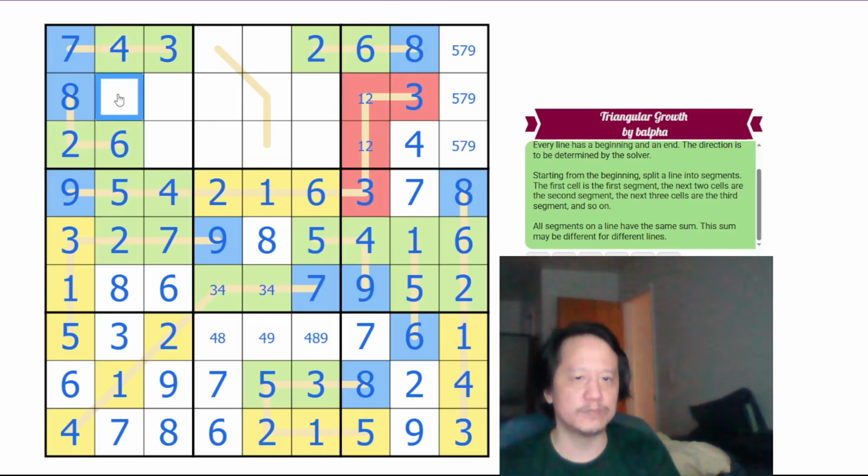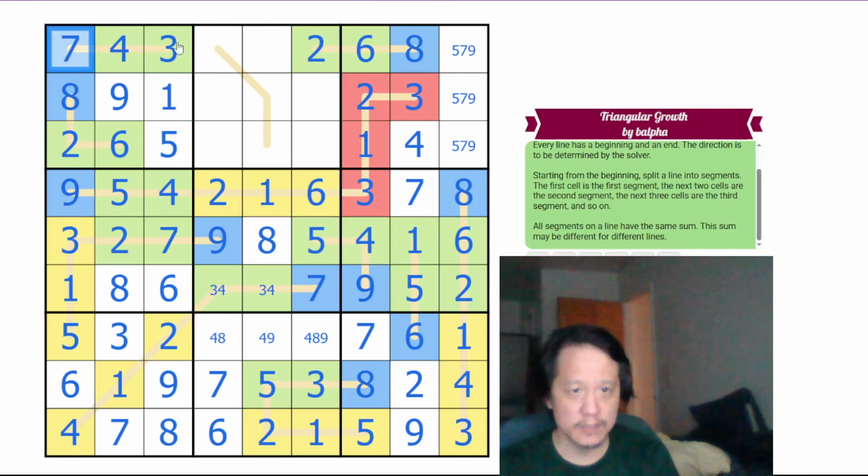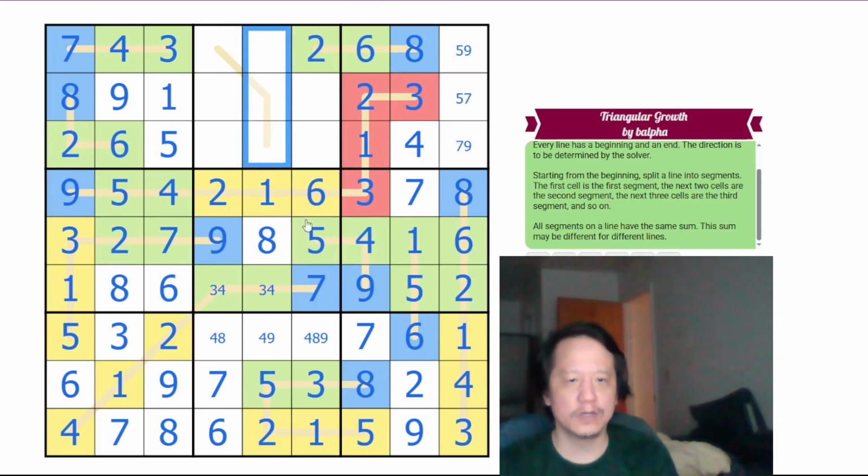Remaining digit in column 2 is a 9. 2 eliminates 2 here, so it's 1 and 2. Remaining digits of column 3 are 1 and 5. This can't be 1 because of 1 in the row, so it's 5, which makes that 1. 7 eliminates 7 here. 9 eliminates 9 here. 5 eliminates 5 there. Okay.